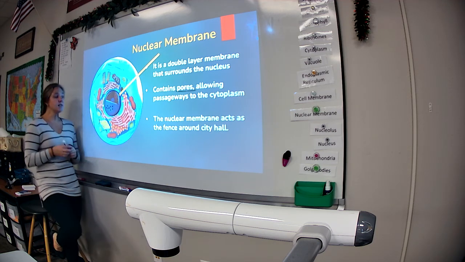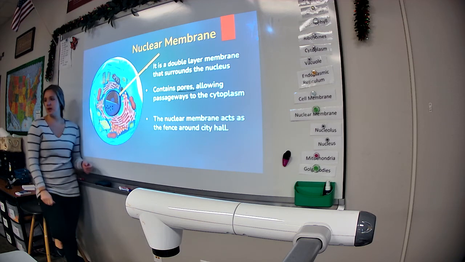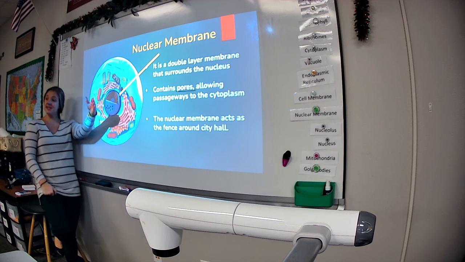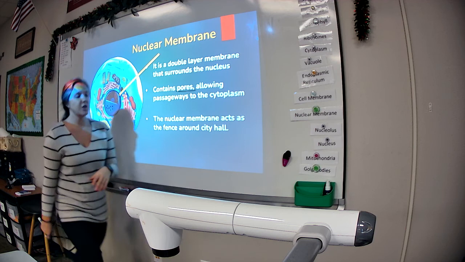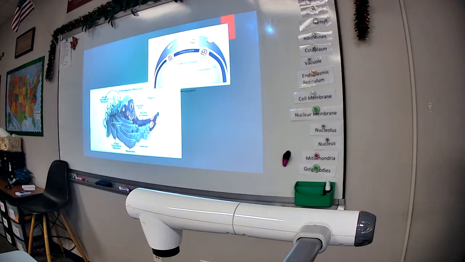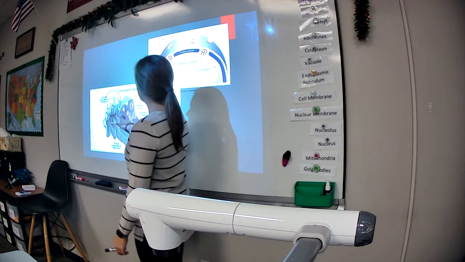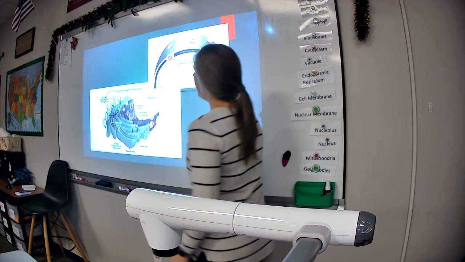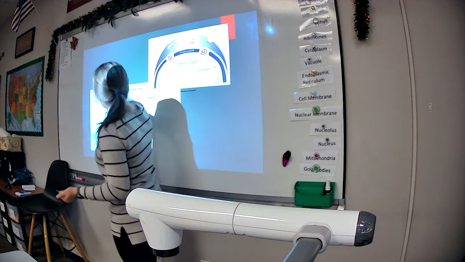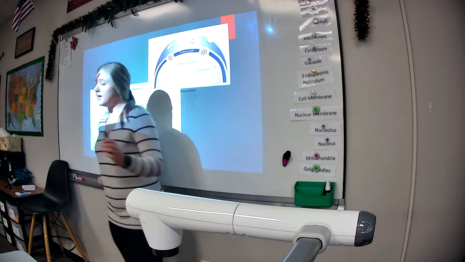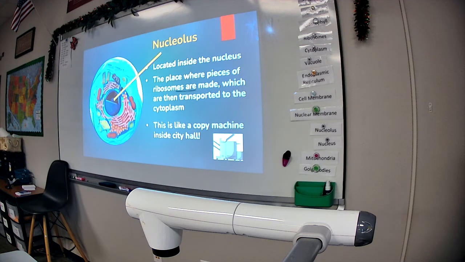Because it allows things in and out of the nucleus, we say it's like the fence around City Hall, allowing some things into the headquarters and some things not. Make sense? Okay. Let me show you another picture of what the pores look like. From this angle, you can see the nuclear pores are like little holes in the covering of the nucleus. Now, the question then is, what goes in and out of the holes? Well, those objects that go in and out of the holes are produced by the next organelle called the nucleolus.